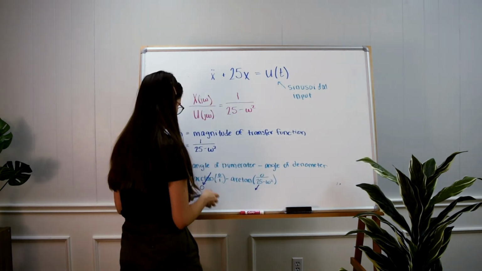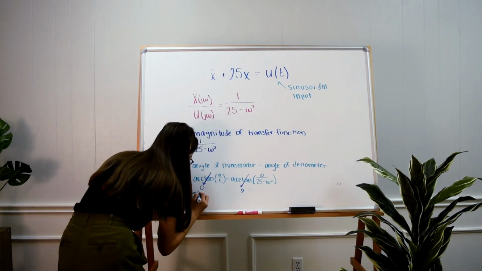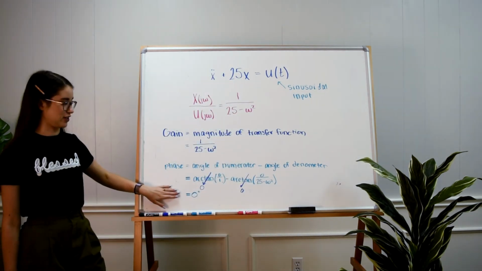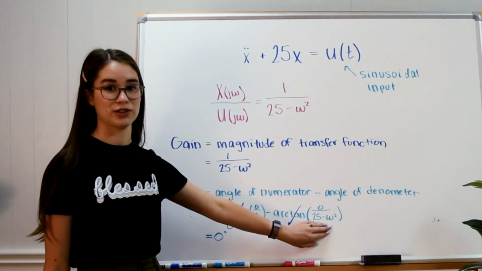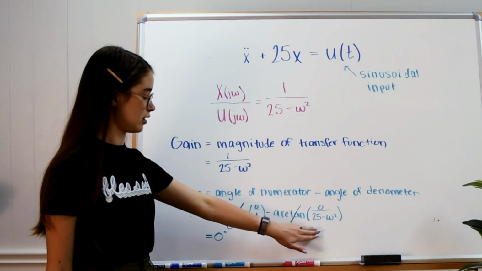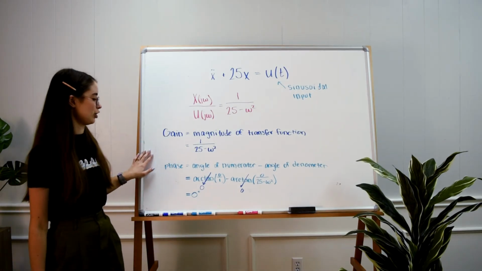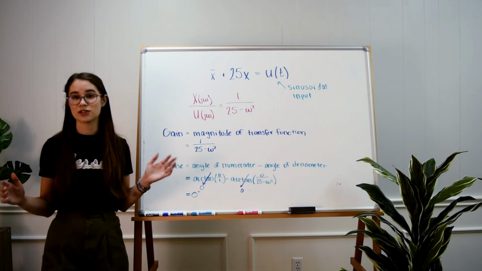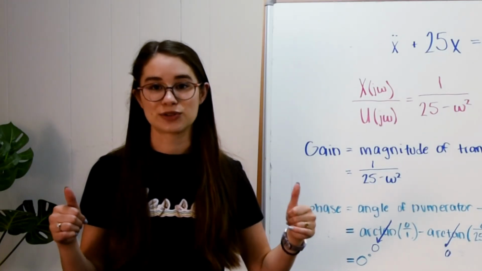Now, remembering that our phase is the angle of the numerator minus the angle of the denominator, we find that we actually have a phase shift of 0 degrees. This is because we don't have an imaginary component to our numerator or our denominator, so both angles go to 0. So just like that, we have our gain and our phase. Super easy, super quick, simple to remember on tests, 10 out of 10, 2 thumbs up from me.